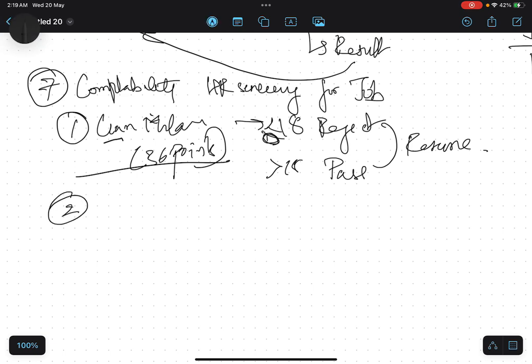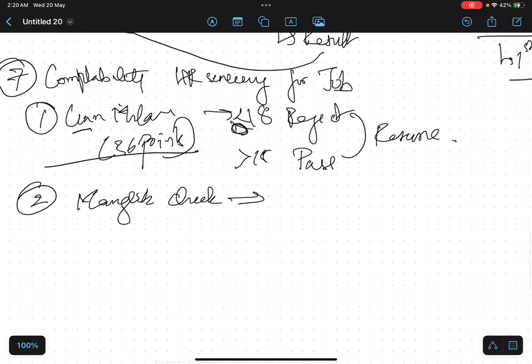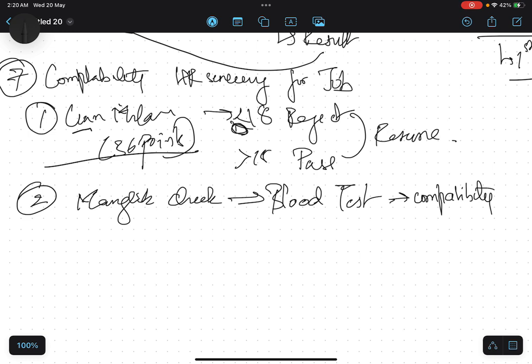Then second after Gun Milan is your Manglik check. What do you do here? Manglik check is like a blood test to see whether you are compatible or not. Simple, just for you to remember it. Blood test compatibility. You don't want a positive and a negative. It's like B positive, B negative. They cannot donate blood to each other. So this is like the Manglik dosh check.